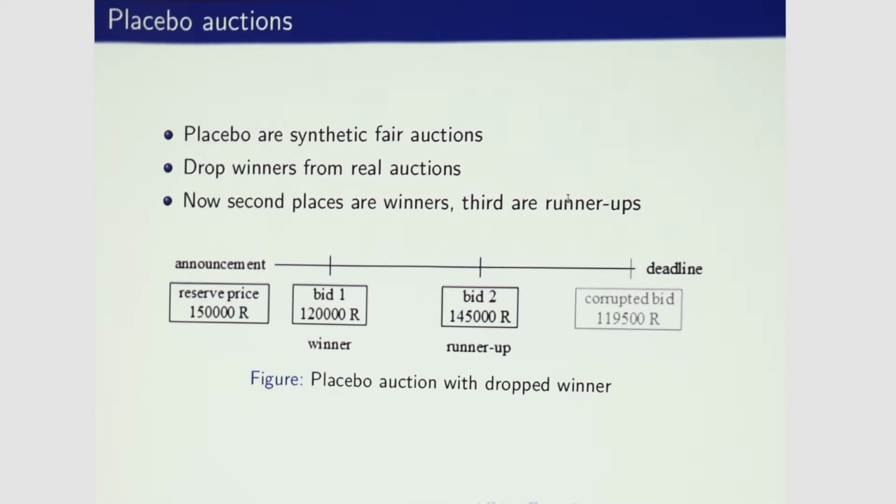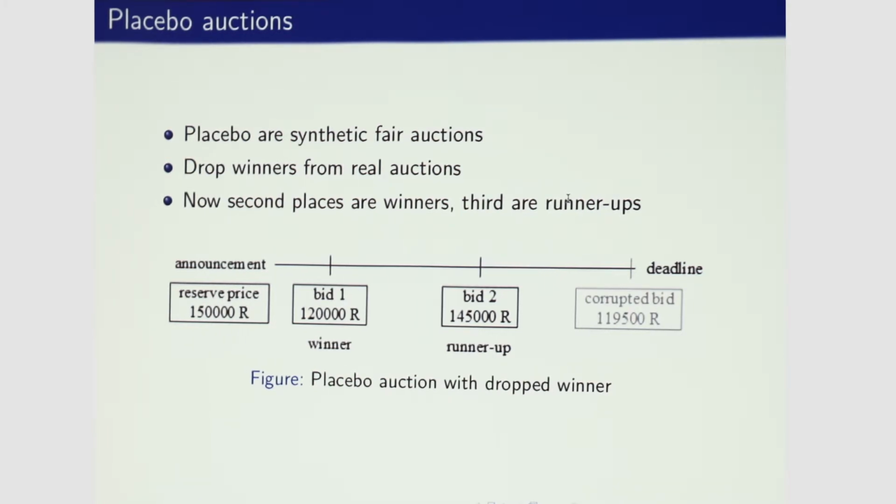So placebo auctions is very easy. We just drop winners from the real auctions in the real data set, and we declare that now the second place is the winner and the third place is the runner-up. And here we have this new synthetic data set of auctions, which are fair now because we dropped all the winners who are the only guys who could be corrupted. So these are fair auctions. Okay, and this is kind of an example from the previous example of corrupted auction. Here we have the third bid thrown away because it's a winner. And we have now an auction with two participants. The first one wins, and it's a fair auction. And this is the data set of these auctions.